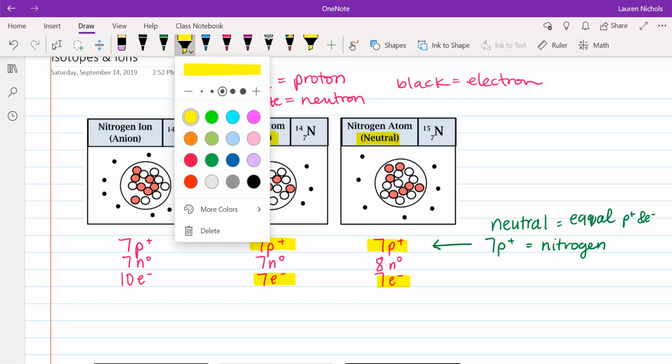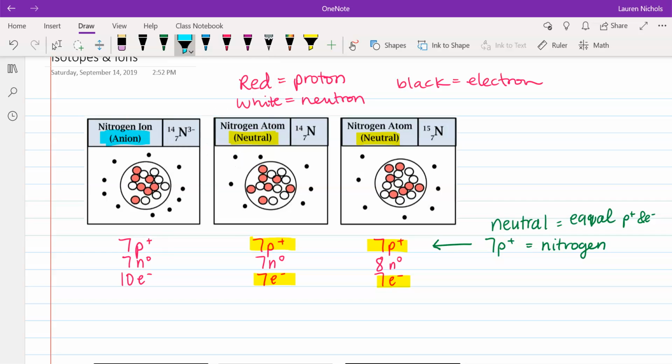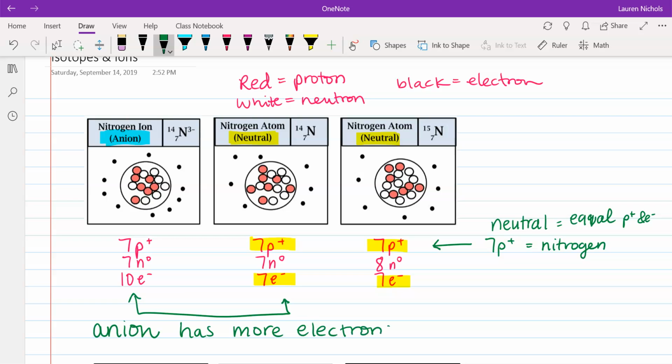Now on the left atom, it has the word anion, and so we want to figure out what that means. If we compare the anion to this one, the difference is that the anion has 10 electrons. So our definition is: an anion has more electrons. We can also see in the symbol that it has a -3 charge, while these other two are neutral. So an anion has more electrons, which makes it a negative charge overall. It has more electrons than it does protons.